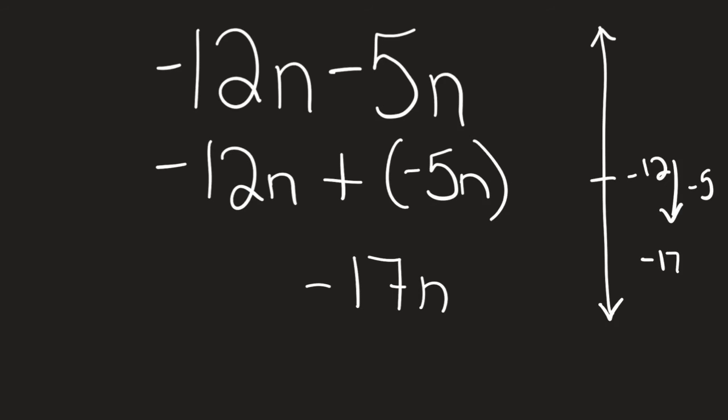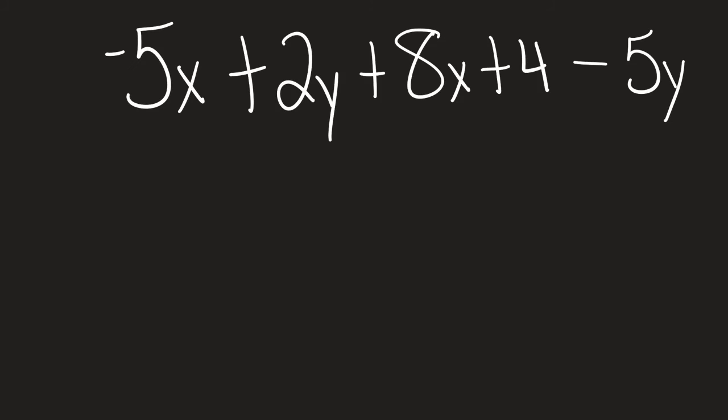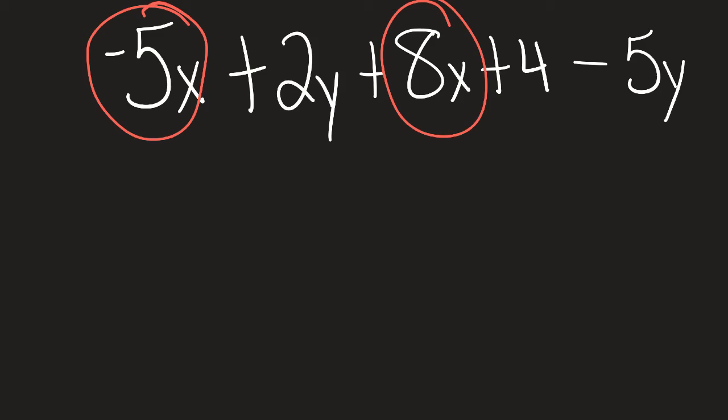Let's do one more, and I'm going to do a longer problem this time. So on this one, we have negative 5x plus 2y plus 8x plus 4 minus 5y. So first thing I notice is that we have 3 different types of terms that we're looking at. So I'm going to color code them first. This is my x, this is also an x, and that's the only x's.